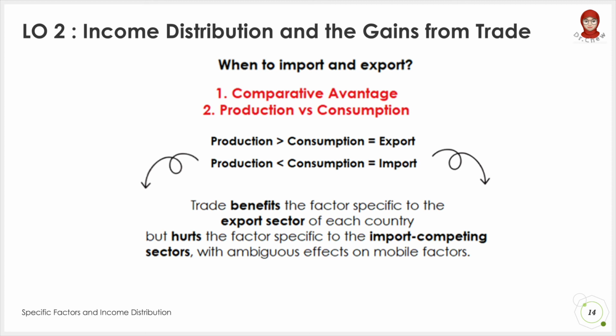Using the same example, we know that the economy performs better in cloth production because the output of cloth is bigger than food production. Therefore, the economy will export cloth because there is more production than consumption, and will import food because food production is less than consumption. So, when the economy exports clothes, the clothes sector will gain and benefit, whereas the food sector will be hurt because the domestic food sector has to compete with imported food.